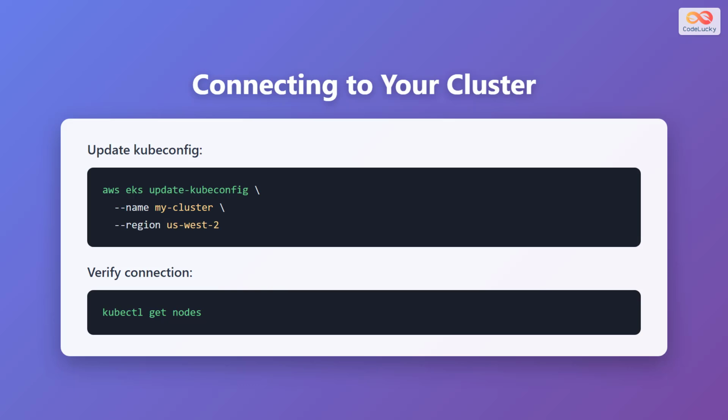After creating your EKS cluster using any of these methods, you need to connect to it. First, update your kubeconfig file using the aws eks update-kubeconfig command. Specify your cluster name and region. This command configures kubectl to communicate with your new EKS cluster. To verify the connection is working, run kubectl get nodes. This command should display the worker nodes in your cluster. If you see your nodes listed, congratulations. You're successfully connected to your EKS cluster.